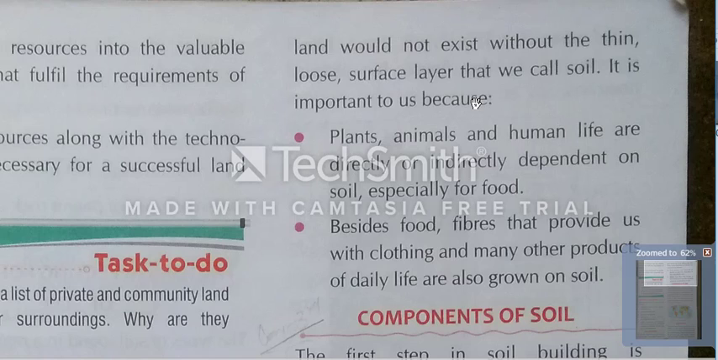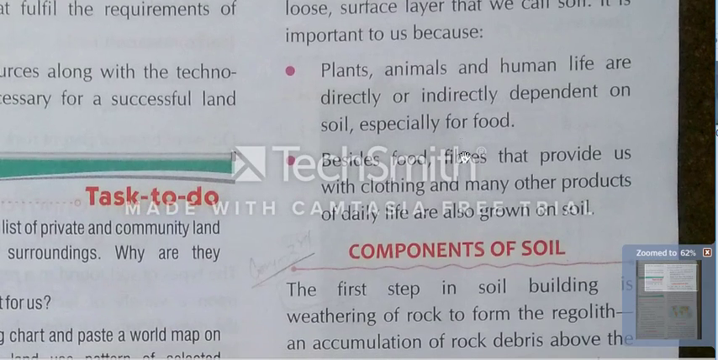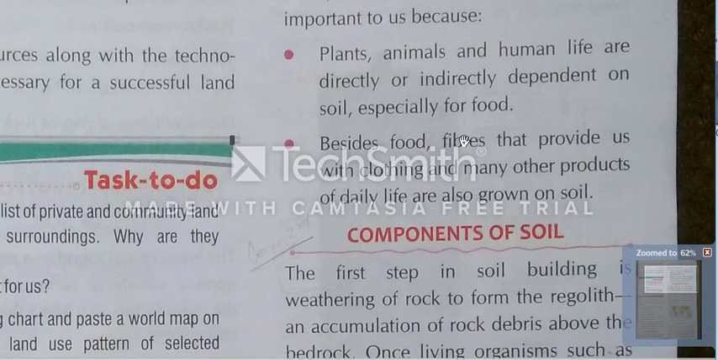It is important to us because, why is it important for us? Let's see. Plants, animals, and human life are directly or indirectly dependent on soil, especially for food. What things? Plants, animals, and human life are directly.